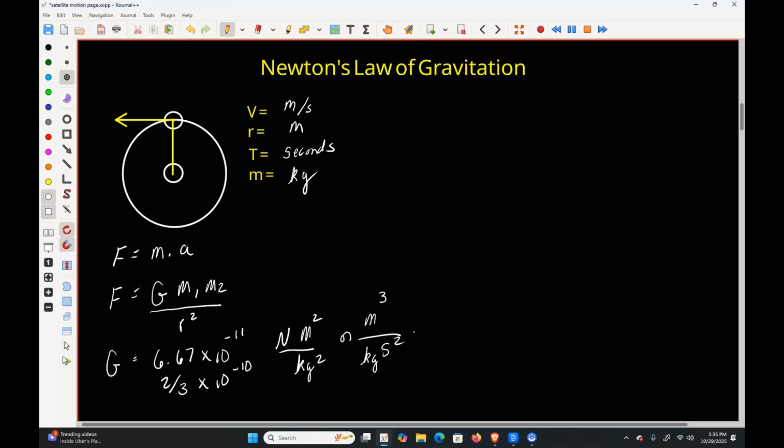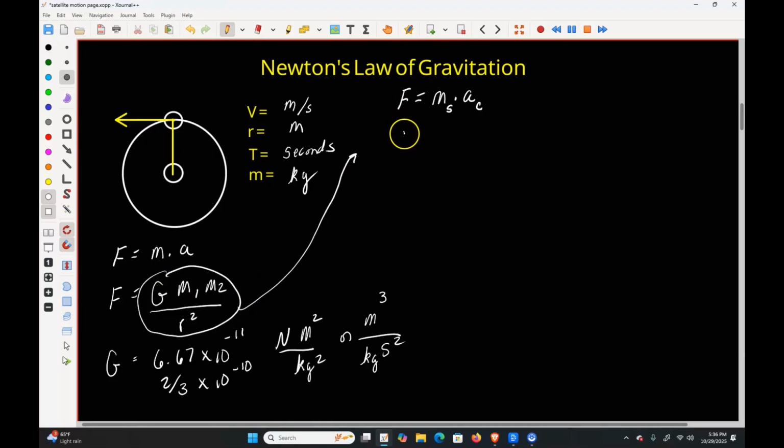Okay, so let's see if we can derive a formula for velocity. If we use F equals ma, I'm going to say this is the mass of the satellite here. I'm going to put an S there. And I'm going to put a C here for the acceleration because it's going to be centripetal acceleration. I'm going to substitute for the F this value here.